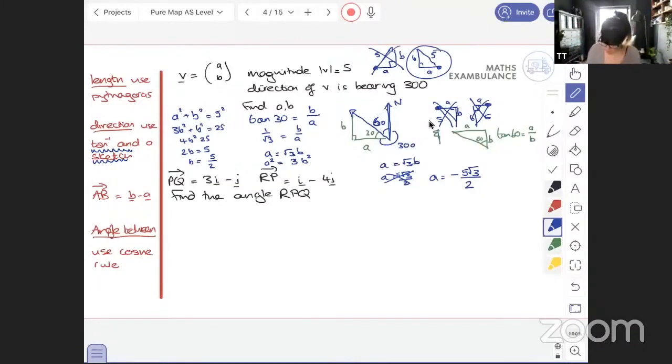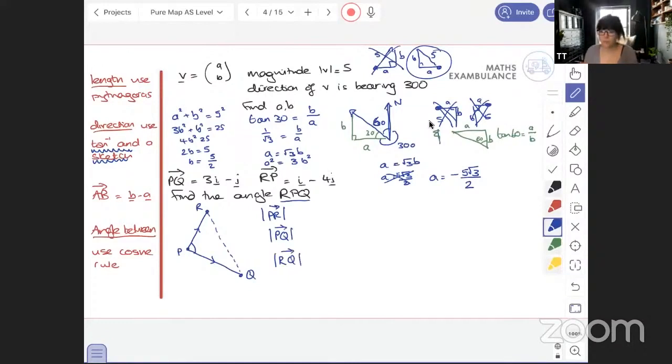Let's draw it. Angle P is at the middle, and then it's going out to R, and it's going out to Q. There we go. This is the angle we want. So we're going to be using the cosine rule, which means that we're going to be needing to find all 3 side lengths. So we need to find the length of P to R, the length of P to Q, and the length of R to Q. And then we're going to use the cosine rule, always the same.